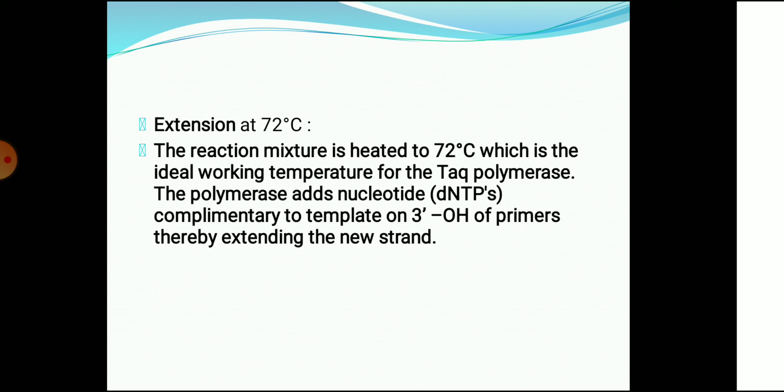The reaction mixture is heated to 72 degrees Celsius, which is the ideal working temperature for the Taq polymerase. The polymerase adds nucleotides, dNTPs, complementary to the template on the 3'OH of the primer, thereby extending the new strand.